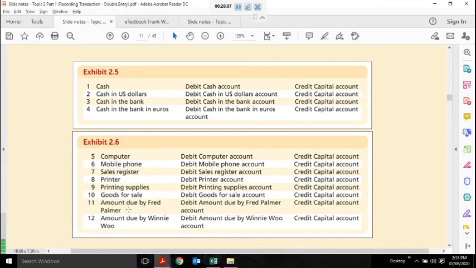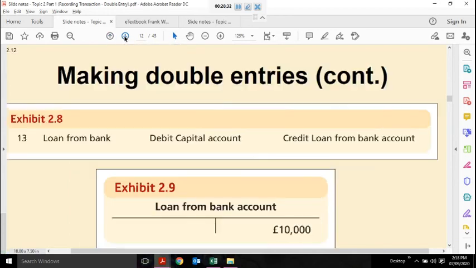Amount due by Fred Palmer. Amount due by Fred means you lent Fred Palmer some money before this. And amount due by Winnie Wu is also the same. They owe you, so it's your possession by right. Whatever money that you lent them is your possession. They owe you, so your possession, you should record it as a debit account.